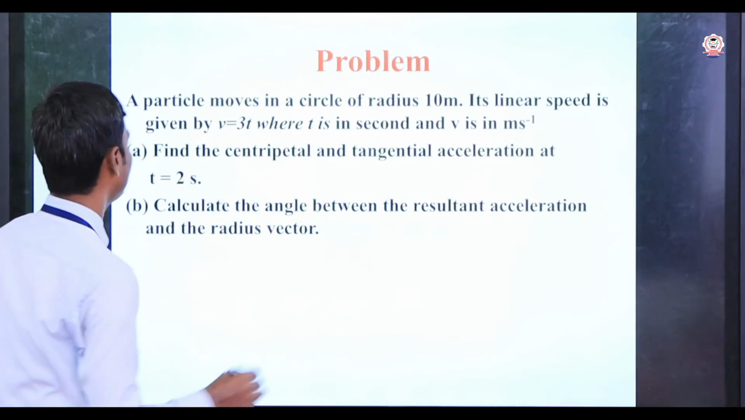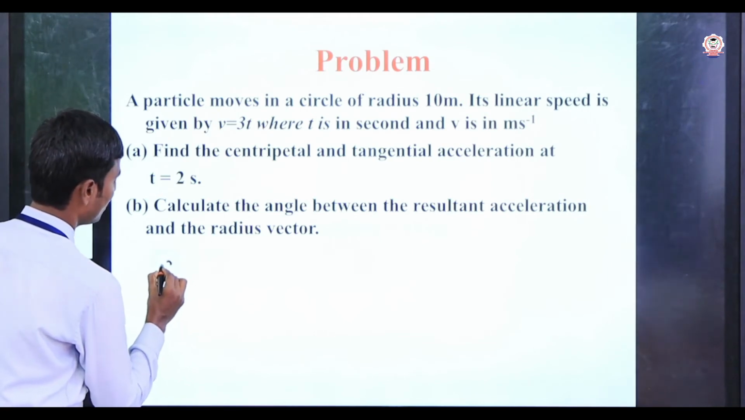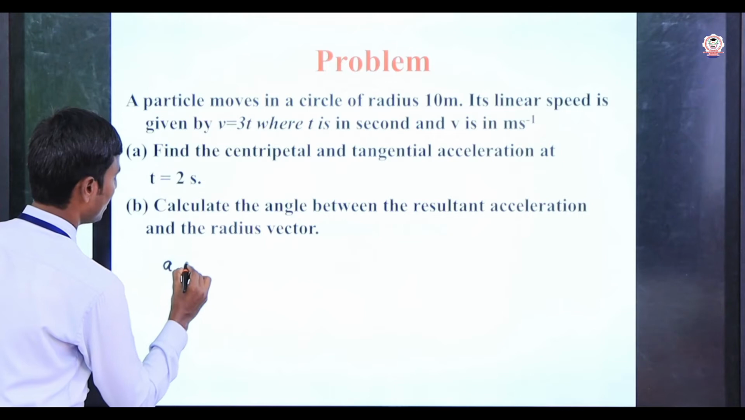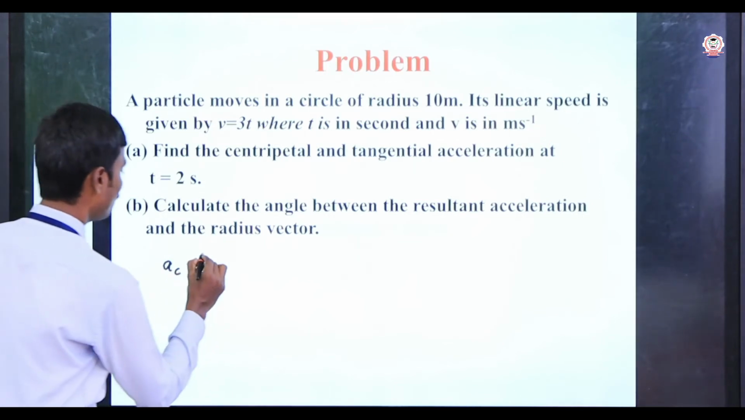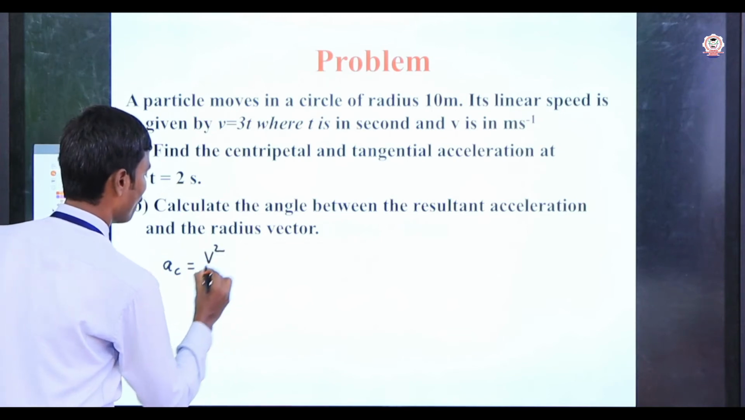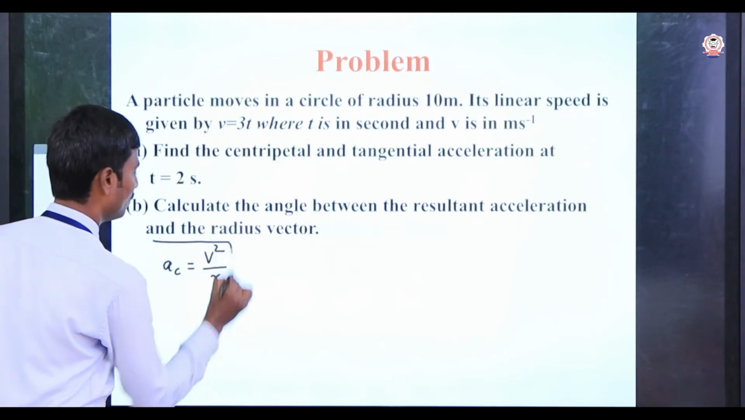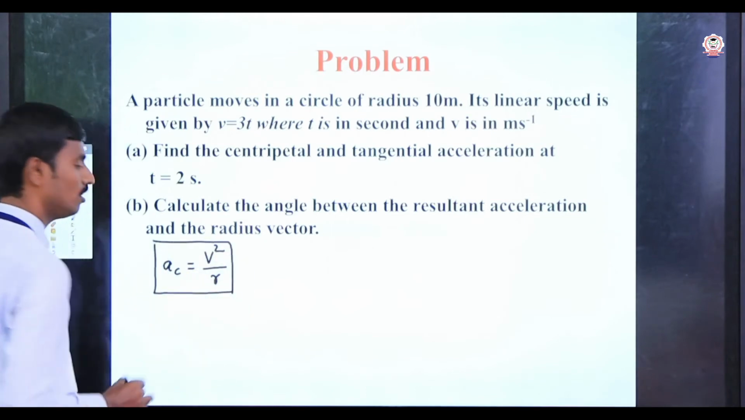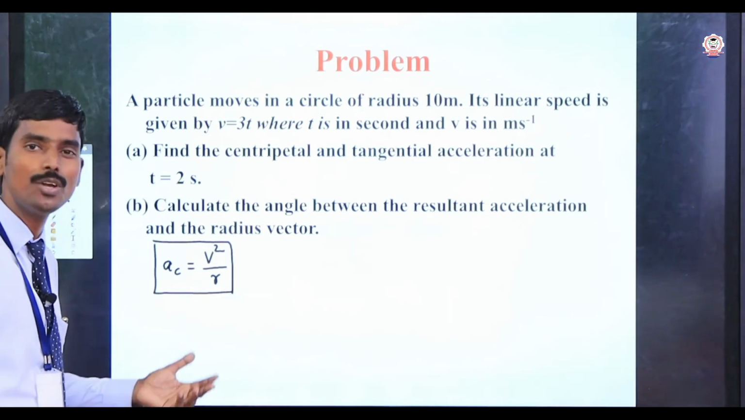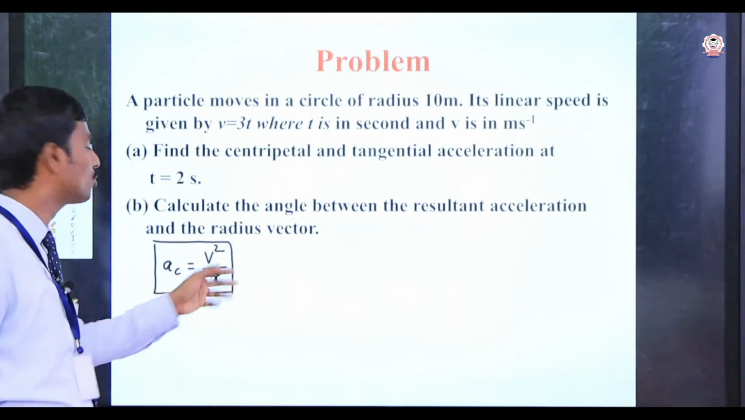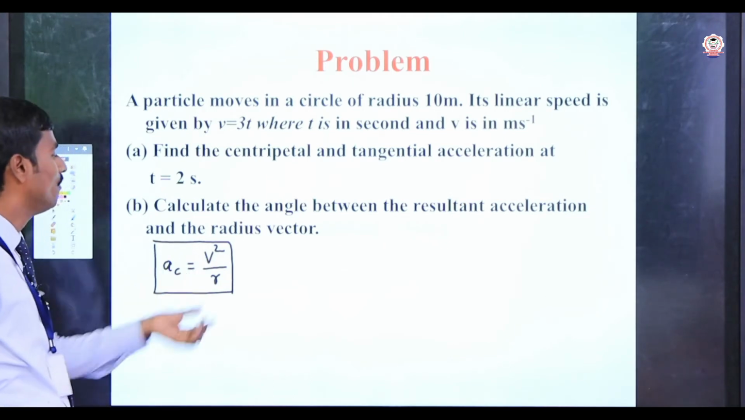First question, find the centripetal acceleration. What is the formula for centripetal acceleration? Centripetal acceleration, we will take AC. AC equal to v square by r. This is the formula for centripetal acceleration. Suppose you are asked for centripetal force, just multiply by m: F equal to m v square by r. But here we are asked only for centripetal acceleration, so AC equal to v square by r.